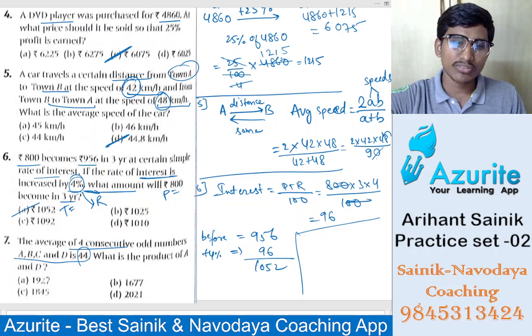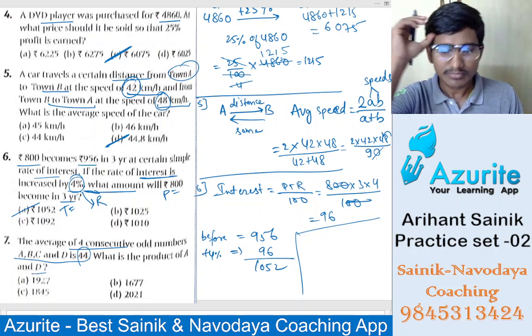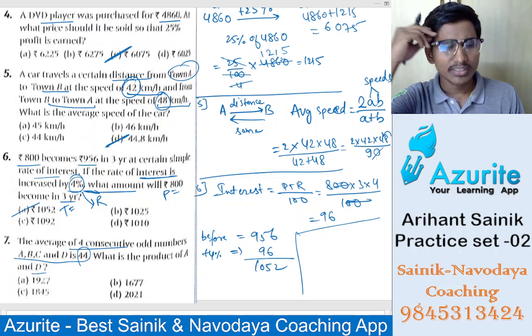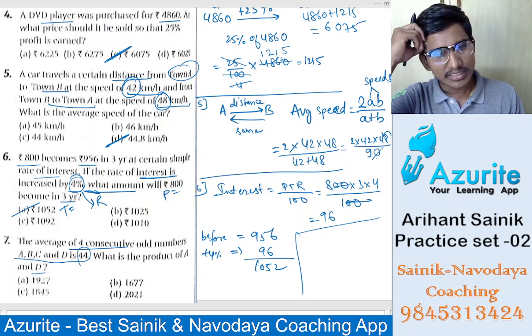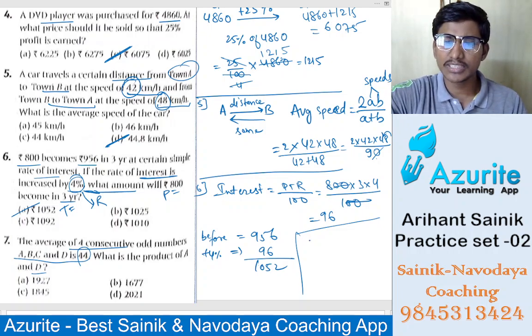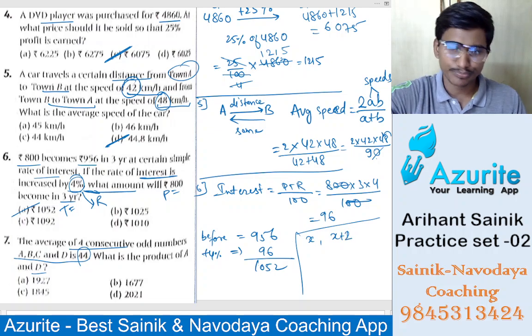What is the product of A and D? They are telling about odd numbers. Okay, what are they telling? They are telling about odd numbers. So if you take the first odd number as x, the second odd number will be x plus 2, like 1.